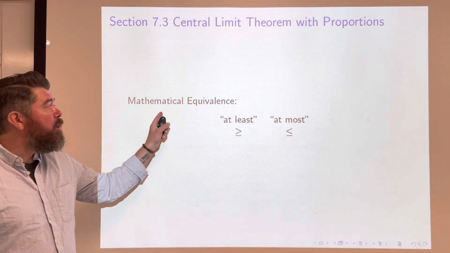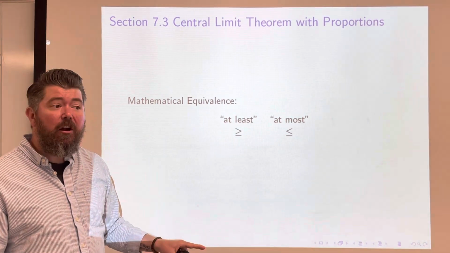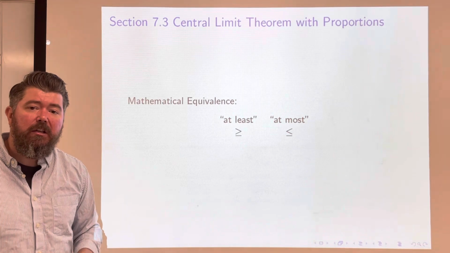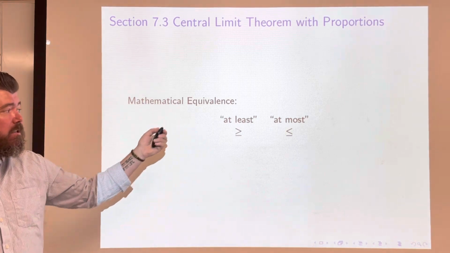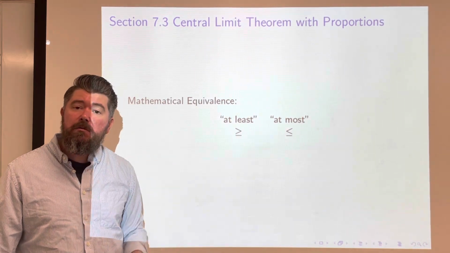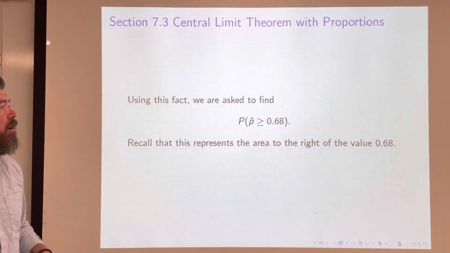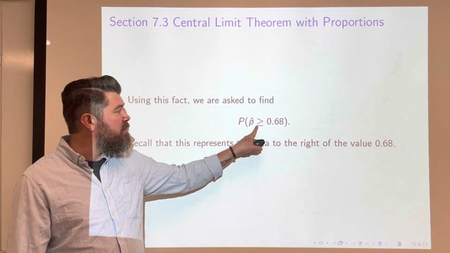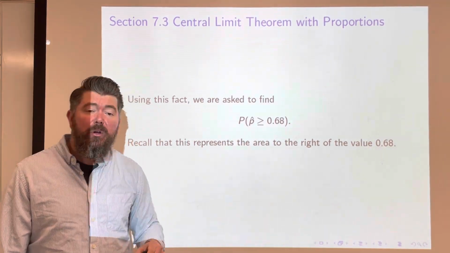Some mathematical equivalence: remember that at least can be written as greater than or equal to, and at most can be written as less than or equal to. You may have seen these words in some previous sections, but let's remind ourselves that at least is equivalent to this statement and at most is equivalent to this statement. Using this fact, we are asked to find that at least 68% are registered Republicans. So p-hat is at least 0.68.